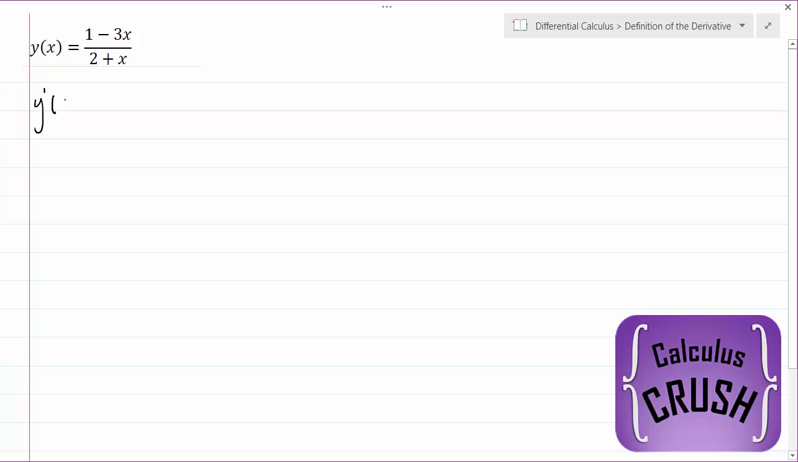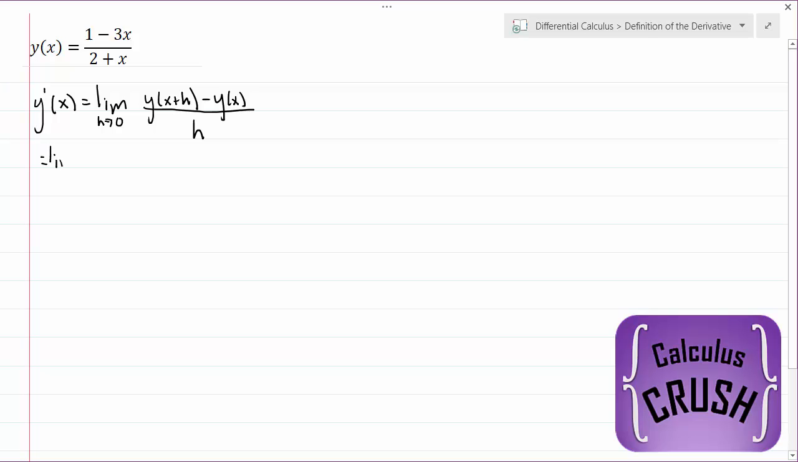To begin, let's write the definition of the derivative. y prime of x is the limit as h goes to 0 of y of x plus h minus y of x, all divided by h. Now we need to substitute in x plus h for x in y of x. Every time we see an x, we just need to replace it with x plus h.